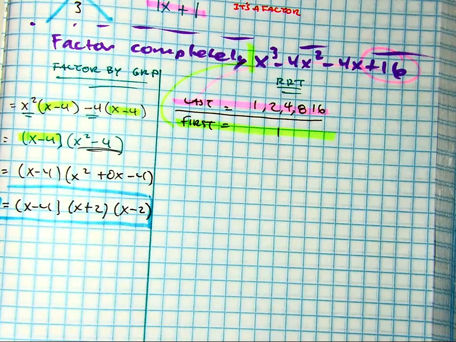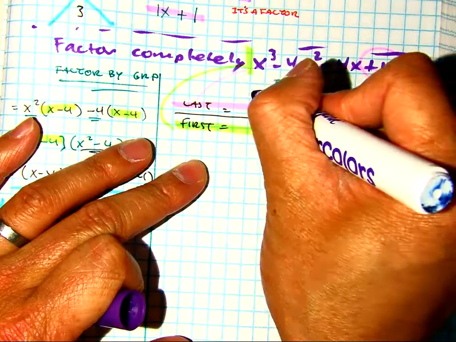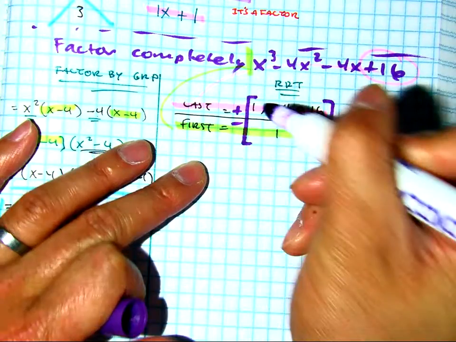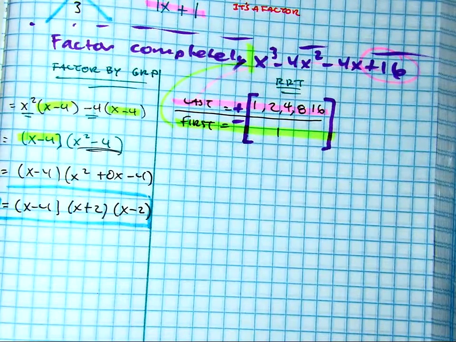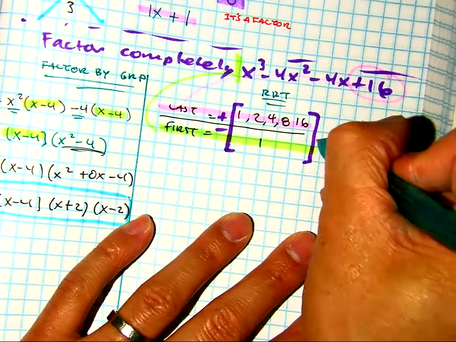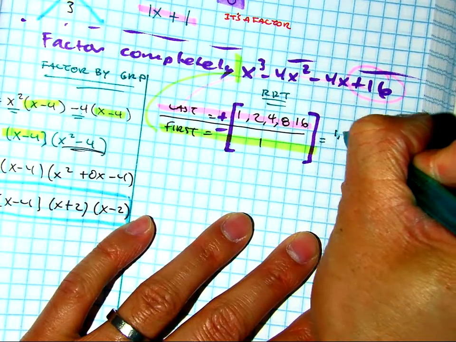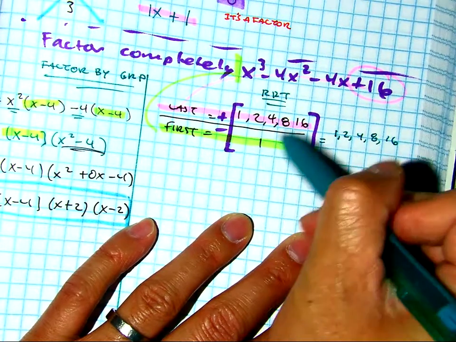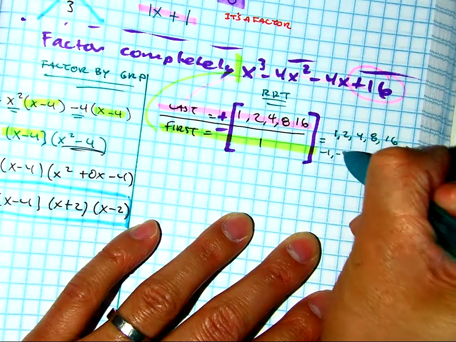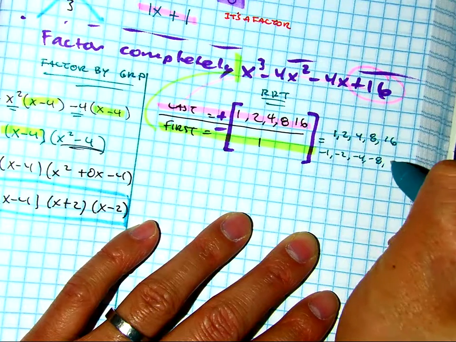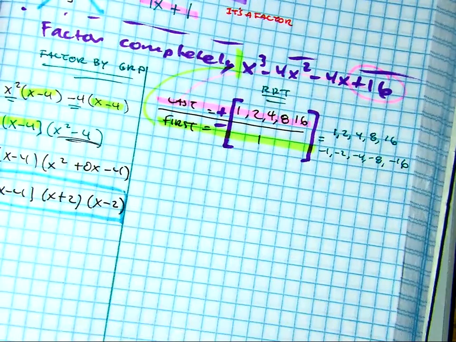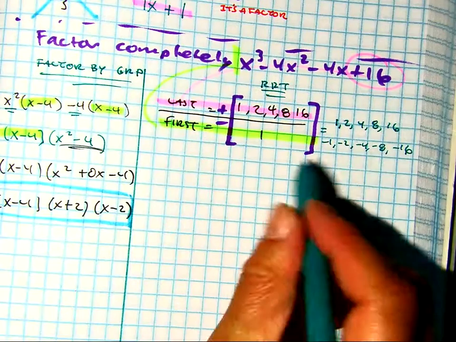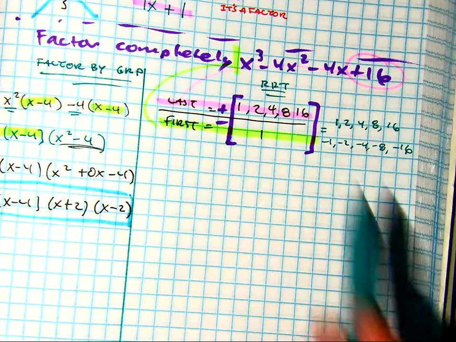Remember, all of our combinations are both positive and negative. What does that mean? You have a positive 1, positive 2, positive 4, positive 8, positive 16, because they're all divided by 1. And then you have a negative 1, negative 2, negative 4, negative 8, and negative 16. Okay, so we just did the division, and now we're going to test it.